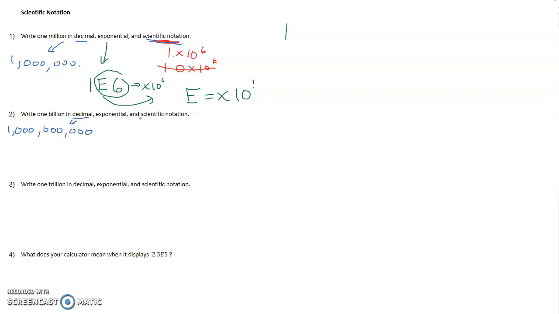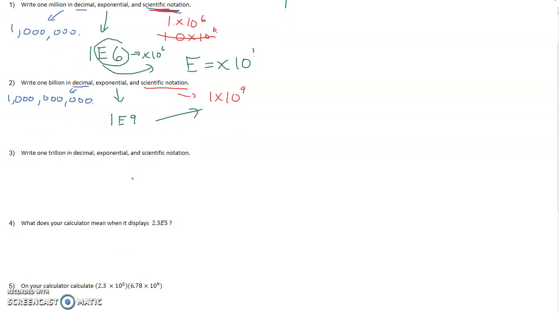I'm used to doing the scientific notation, so let's do that one. If we count, we can count by 3s. We're going to move the decimal place from here 3, 6, 9 places. So this is 1 times 10 to the 9th power. And then finally, to write this in exponential notation, we would just use 1e to the power of 9, which again tells us that e is the same thing as times 10 to the 9th power.